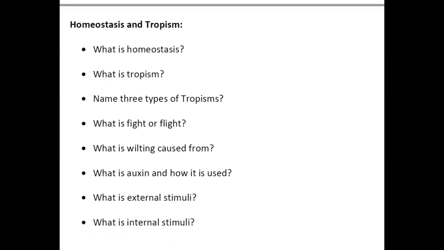Let's talk about homeostasis and tropism. What is homeostasis? Well, homeostasis is the ability of an organism to maintain a balance with its environment. What is tropism? Well, this is just the ability for an organism to either turn away or turn towards some sort of stimulus. There's many types of tropism.